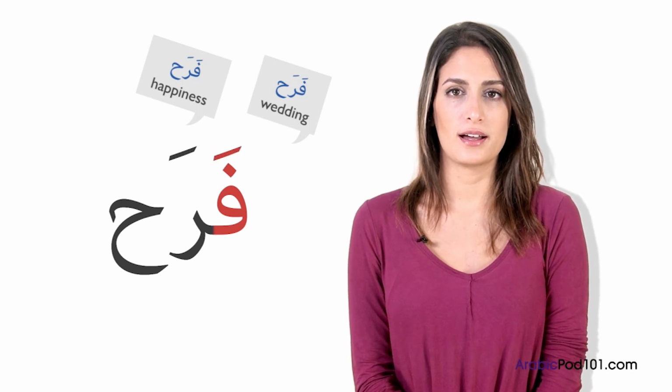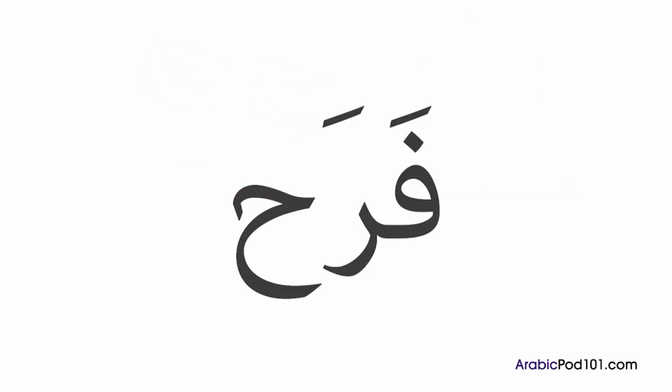Our first word is farah. This word can mean 2 things, happiness or wedding. Fa is in the initial form with a fatha on top, ra in the final form, also with a fatha on top, and then a ha in the isolated form. Let's write it. Farah.